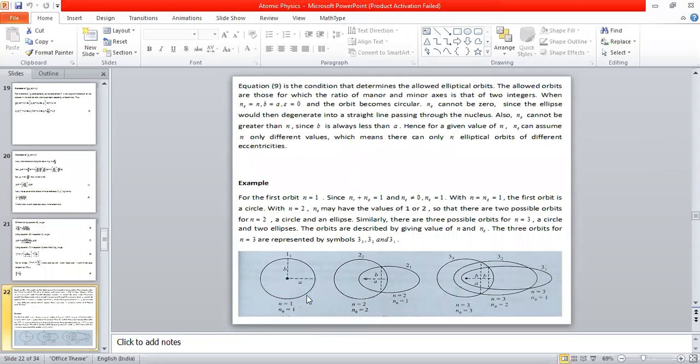ಸೊ therefore in the case of hydrogen atom, so in the ground state where the total quantum number is equal to 1, single orbit is possible, and that single orbit is circular orbit only, no elliptical orbit in n is equal to 1.